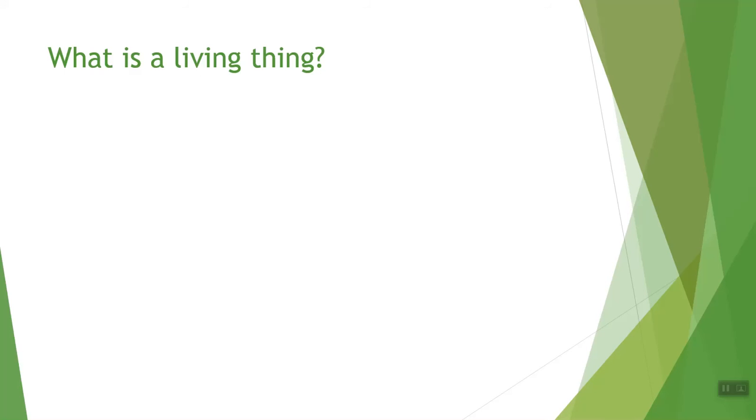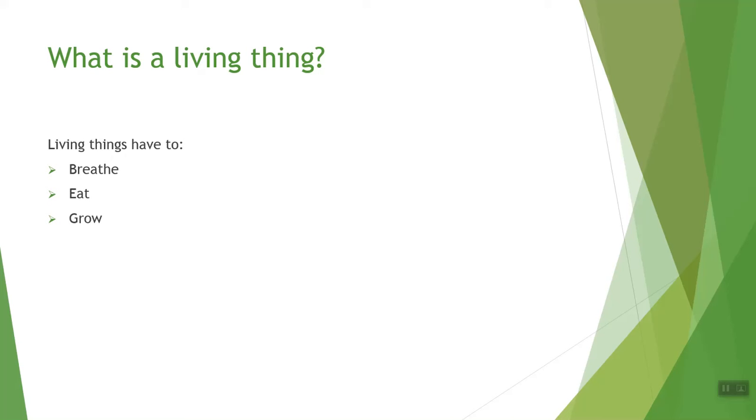Hello everyone! Today we are going to be learning about living and non-living things. What is a living thing? There are 3 things that living things have to do. Living things have to breathe, eat, and grow.